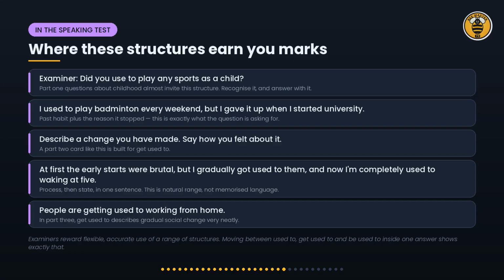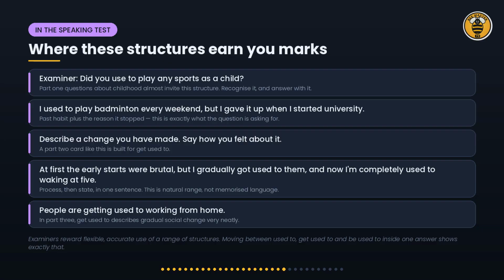Let's talk about where this earns you marks in the speaking test. In part 1, questions about your childhood almost invite this structure. Did you used to play any sports as a child? Recognize it and answer with it. I used to play badminton every weekend, but I gave it up when I started university. Past habit plus the reason it stopped.